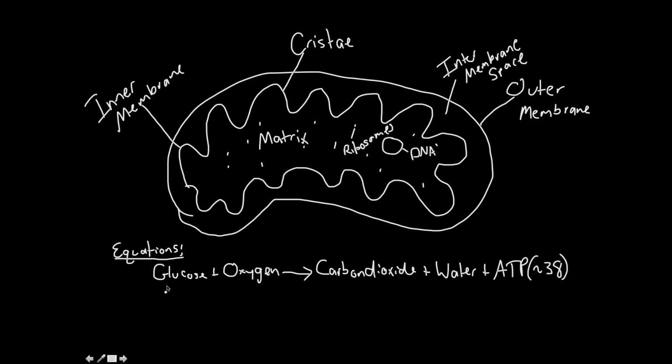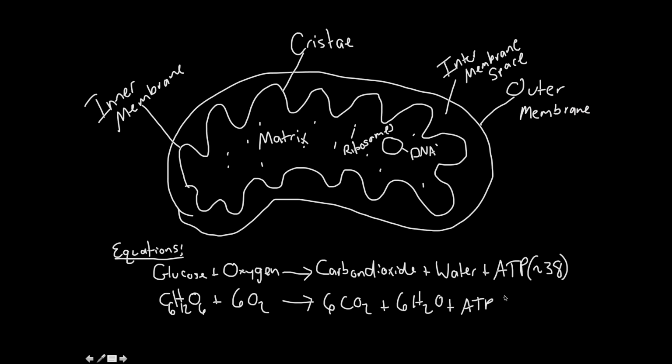Now we need our chemical equation. Our chemical equation: glucose, remember, C6H12O6, plus 6O2, arrow, gets us 6CO2 plus 6H2O plus ATP. And again, approximately 38 under ideal conditions.